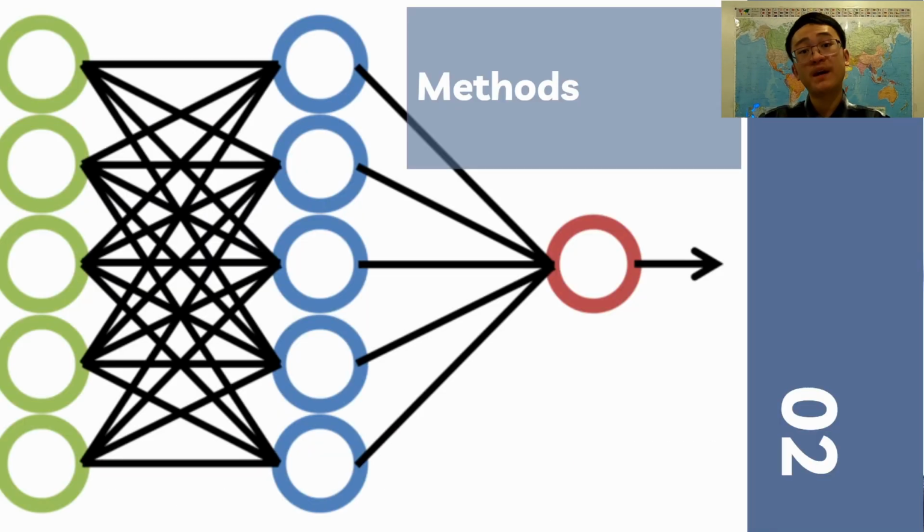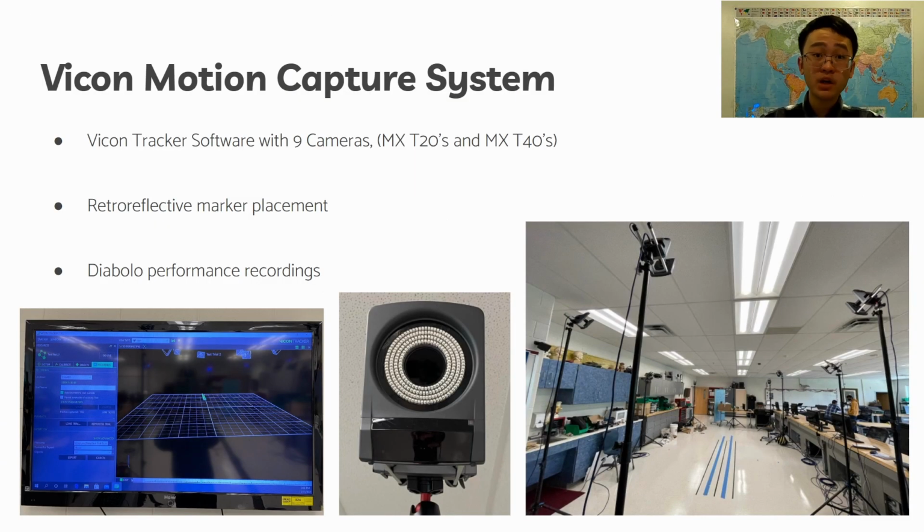I'm going to talk about my methods more in depth in this section. I used the Vicon motion capture system for my project. The Vicon motion tracker software can process all the information from the motion capture system and produce a large data set that I can use for my analysis. Here, the TV is showing what I see when I bring up the tracker software. The software connects with the 9 cameras located in the lab and can see the setup right here on the right. I did my Diabolo performances in the middle of this setup.